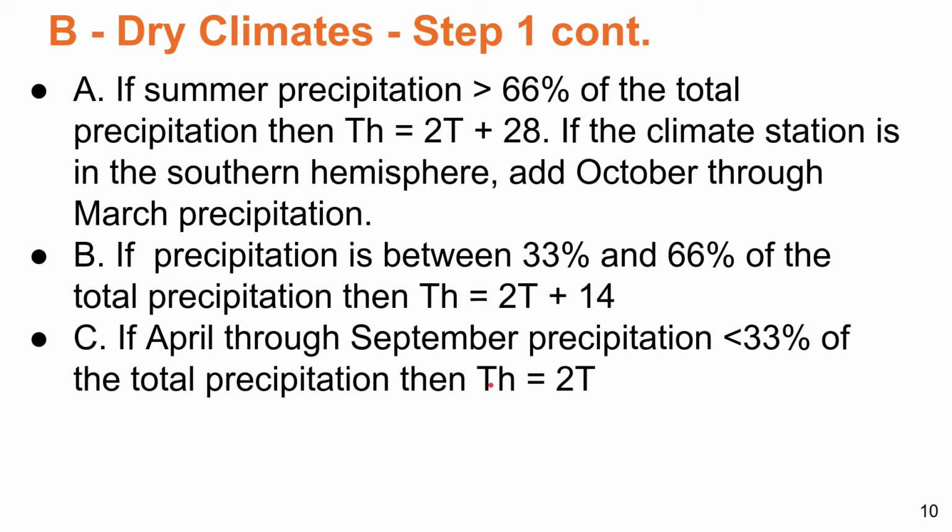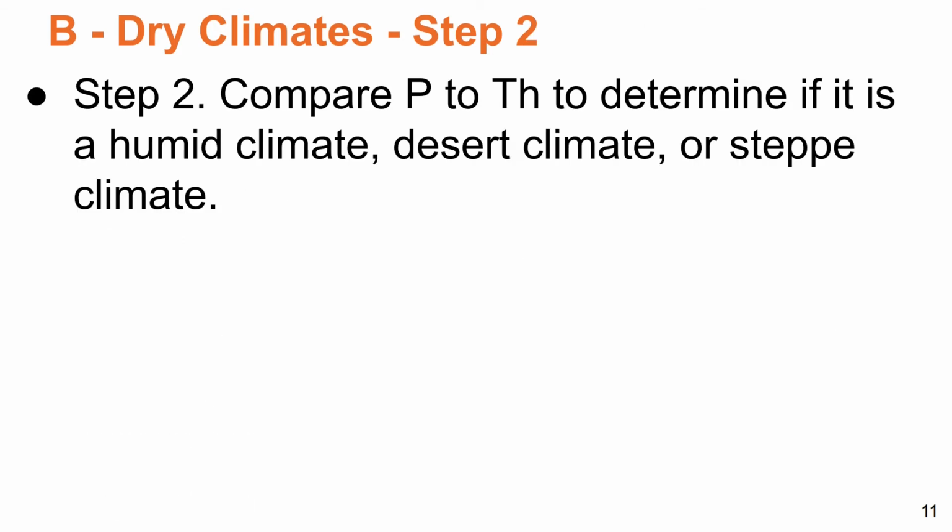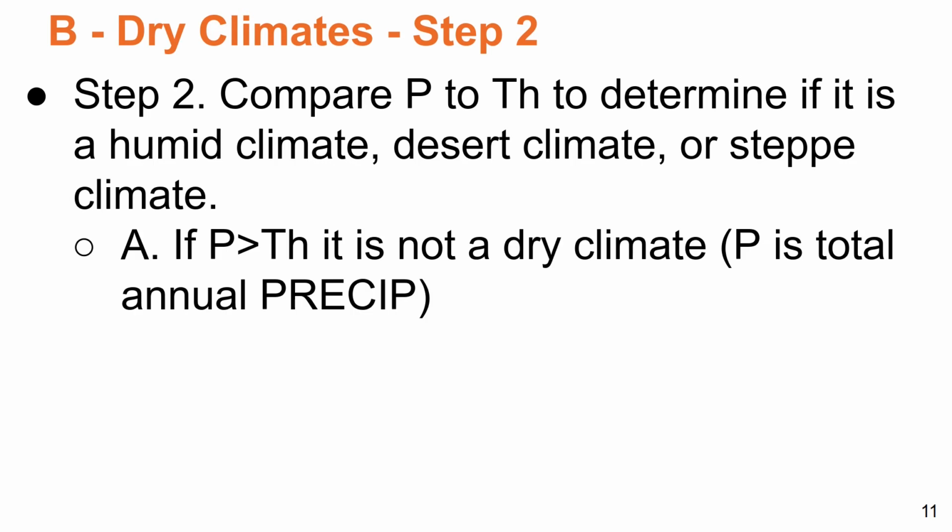It doesn't represent anything. It's not like centimeters or degrees. It's just a number. But you can see if more rain falls in the winter, it's going to be lower. If the rain falls in the summer, the TH factor is going to be higher. So that's step one. Determine the summer precip, and then we can use that to calculate the TH number. Northern, southern hemisphere summers.